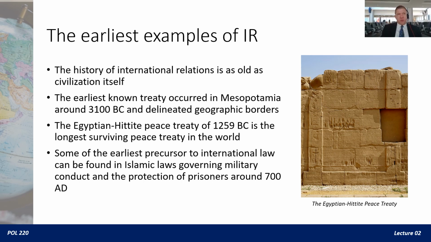Some of the earliest precursors to what we now know as international law, which will be discussed again further in the second half of the class, can actually be found in some of the early Islamic laws governing military conduct and the protection of prisoners. That goes back to around 700 AD. So you can see very detailed instructions about what could and couldn't be done to prisoners during a conflict. So pretty interesting that a framework for some of these ideas was being thought of in some of the earliest civilizations.